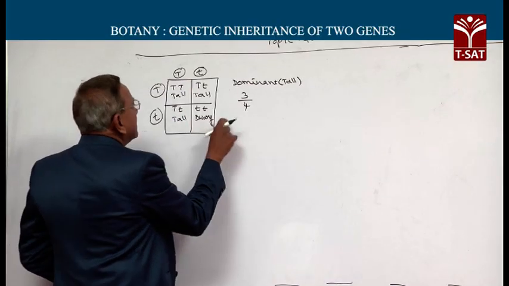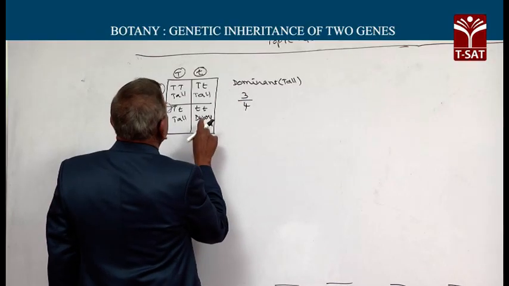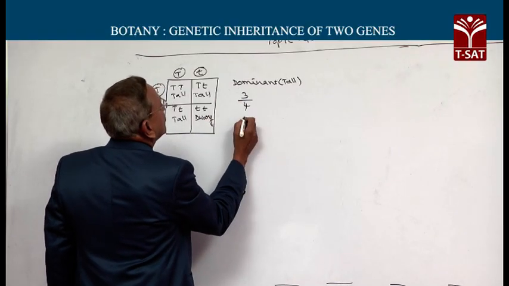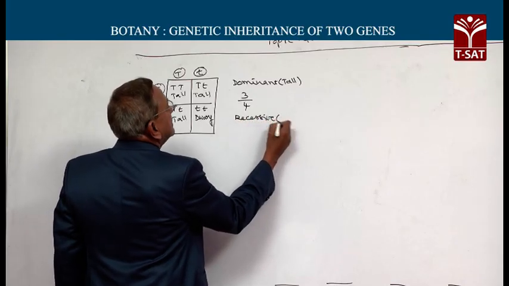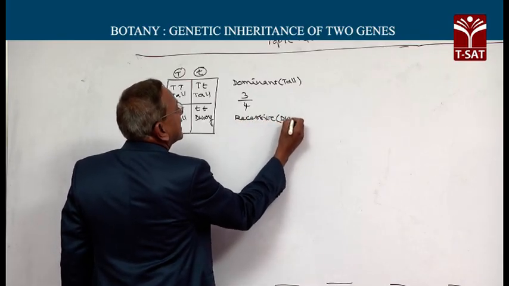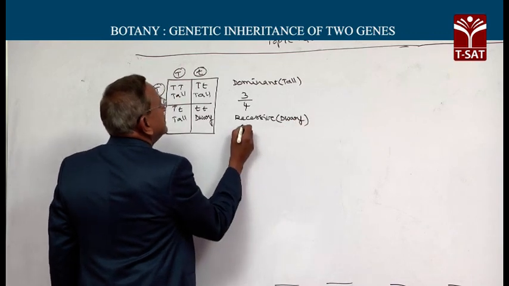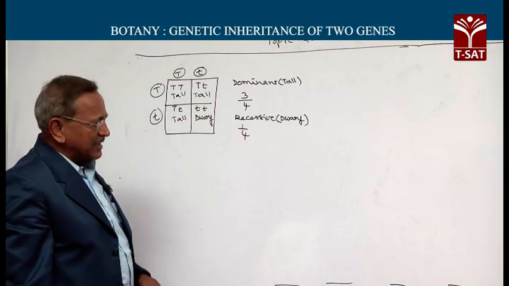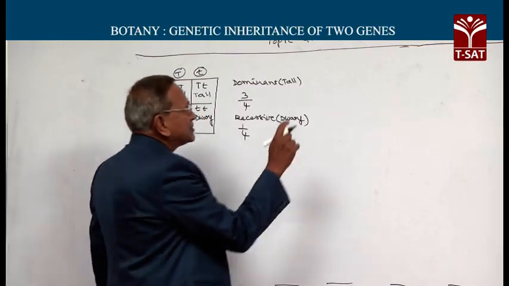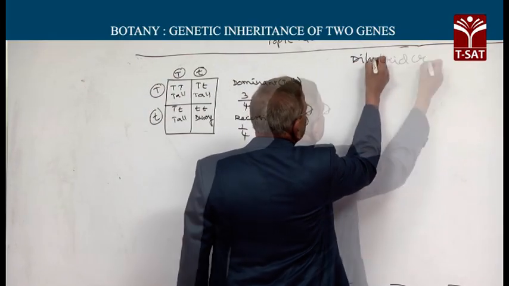And how many of the progeny are dwarf? 1 out of 4 progeny. So recessive, this is represented by the dwarf character, and this is 1/4 of the result. Now this is for the monohybrid cross. Let us apply this to the dihybrid cross.